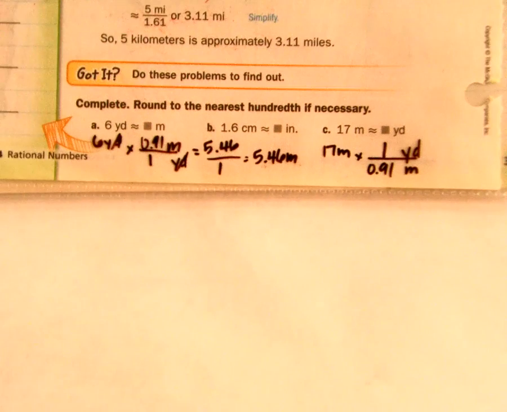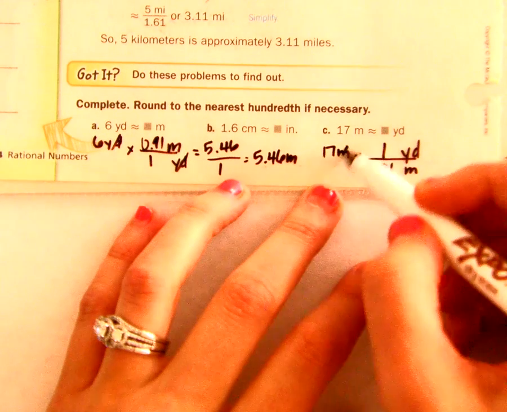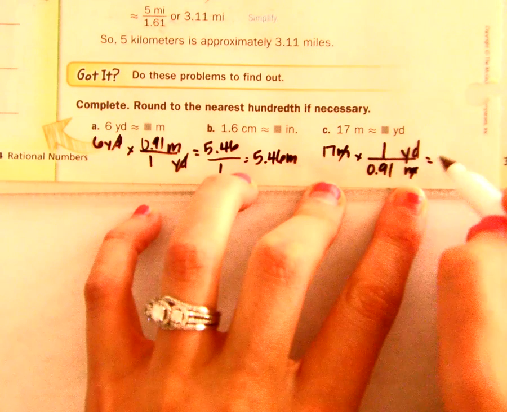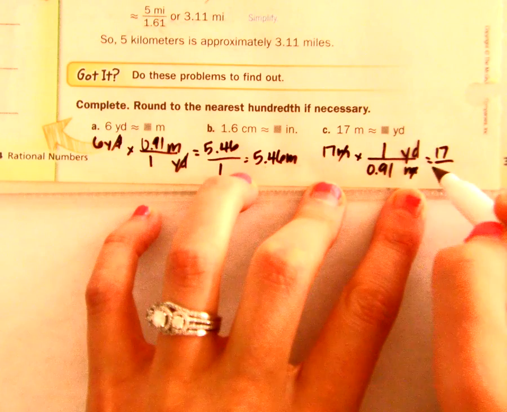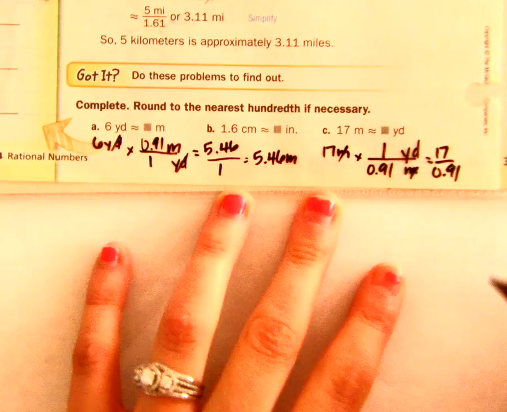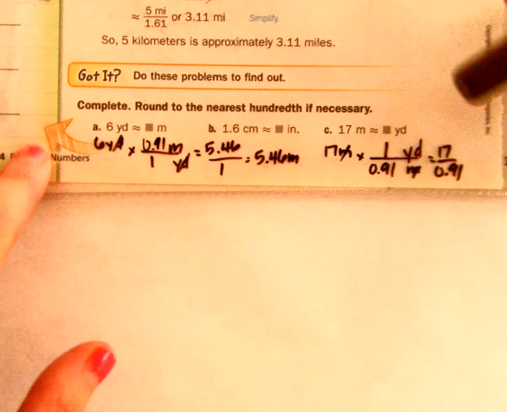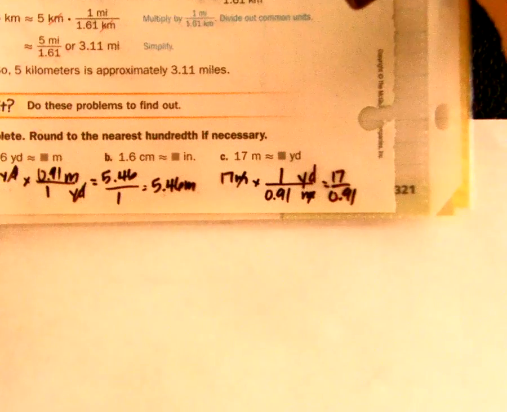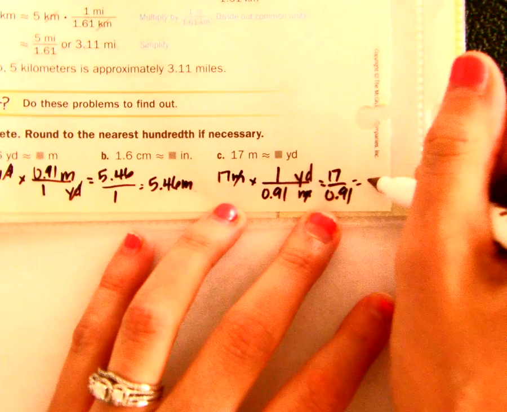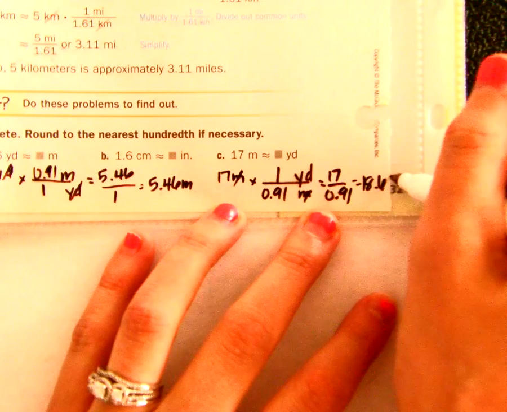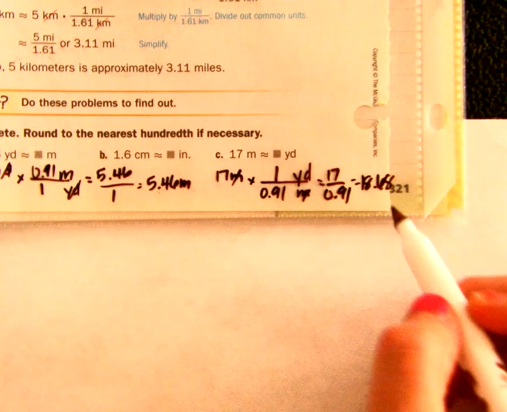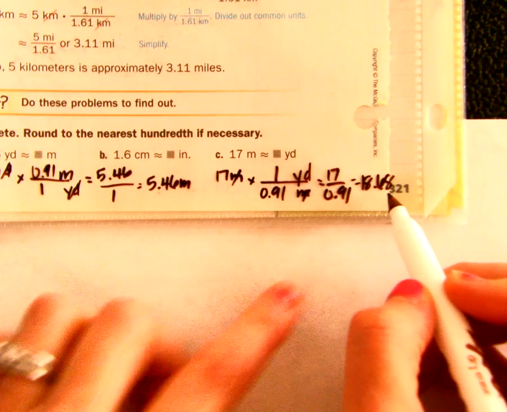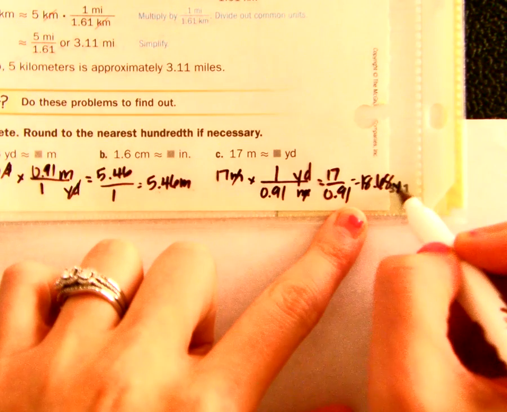And then I multiply. My meters are gone. So 17 times 1 is 17. 1 times 91 hundredths is 91 hundredths. And then again, I have to simplify. So I'm going to take 17 divided by 91 hundredths, and I would get 18 and 68 hundredths. Again, we round to the nearest hundredth, which is 2 places after the decimal point. Then we always have to label, which is yards.